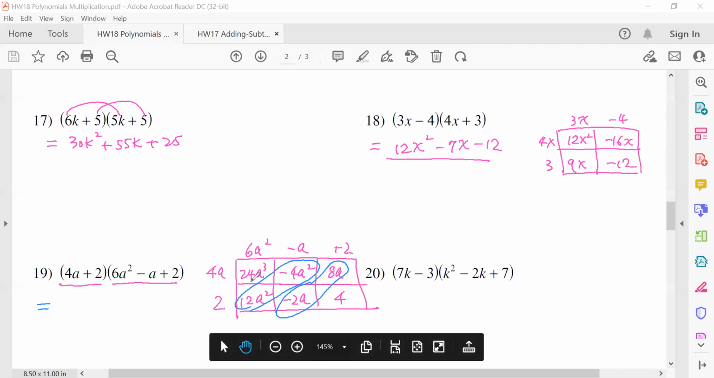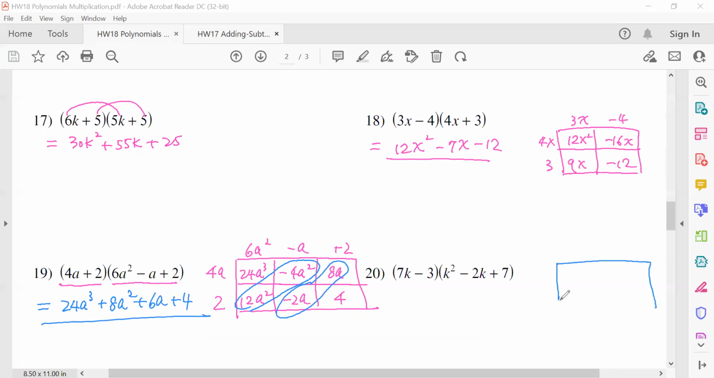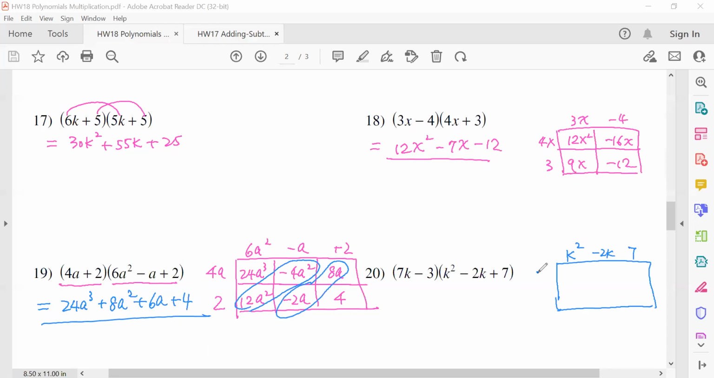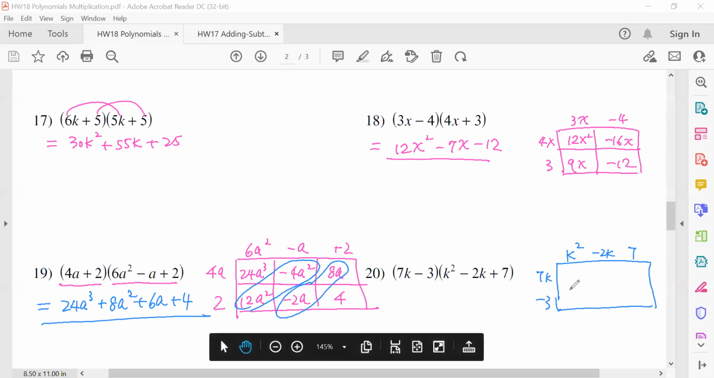So what would the result be? First is 24a cubed. This one becomes 8a squared. This one becomes 6a. And the last one, 4. See? Do the same process. So if you're not familiar with this process, you'd better just write it this way, called the rectangular area method, which makes it easy to get.